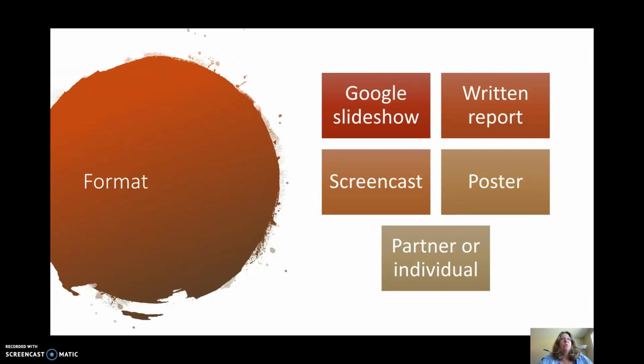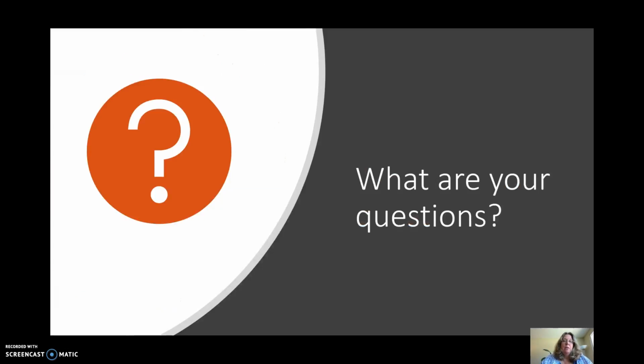And you can work with your partners, your regular partner that you work with, or you can decide to do it individually. Any of those things. So what are your questions? What do you need to know? I want you to be really successful with this project. You're going to get to use all the things that we learned. And I mean, come on, who doesn't like volcanoes? So you're going to get to use all of that, explore about one particular volcano. And like I said, I want you to be very successful. So what are your questions?